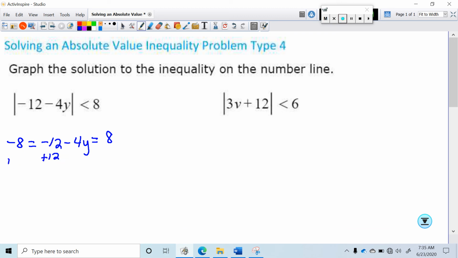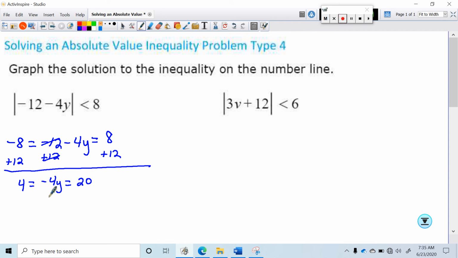But I'm going to add 12 to each piece like this. So it's got to be on each side of the equal signs. So 12 take away 8 is 4. Bring down the equal. Opposites cancel. Negative 4y. Bring down the equal. 8 plus 12 is 20. This is negative 4 times y.